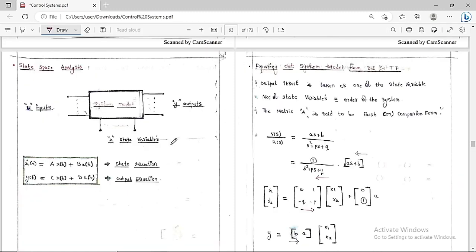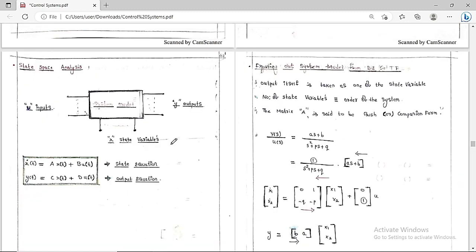Now we are going to discuss another concept, which is called the state space analysis. Basically, suppose I take some system model, with these inputs and these outputs. Let me assume there are u inputs and y outputs, and let me assume there are n state variables x. So for this given system model, there are u inputs, y outputs, and n state variables.